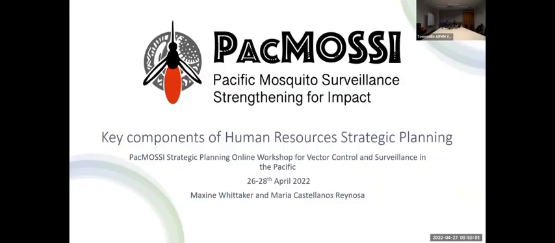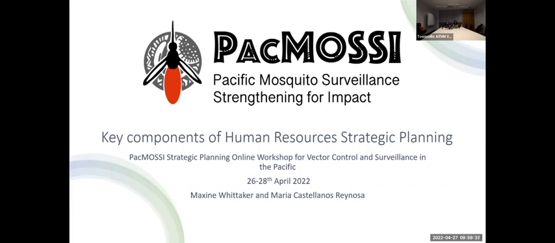So I'll just spend the next, again, a quick run through so we can catch up on some time, about some key components that you need to think about in your human resources strategic plan. As we said yesterday, as you're going through the other components, as you think about your vector surveillance, your insecticide resistance management program, your vector control strategies, there will be discussions about, well, what are the people we need? Where do they need to be?